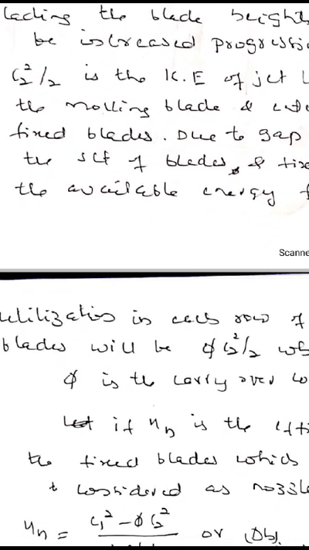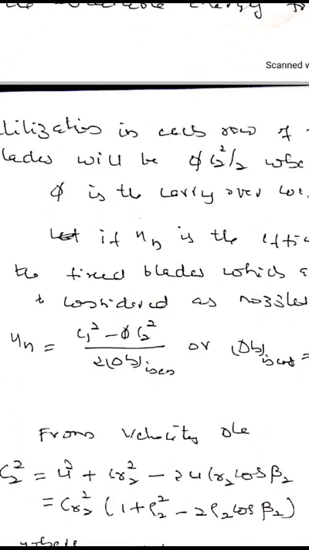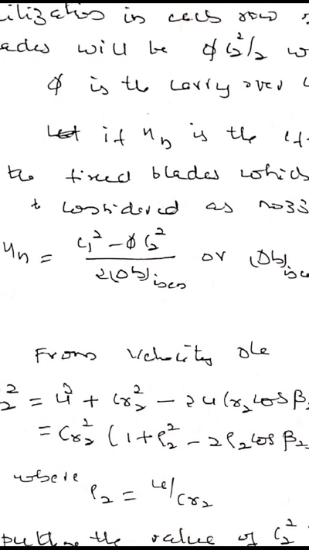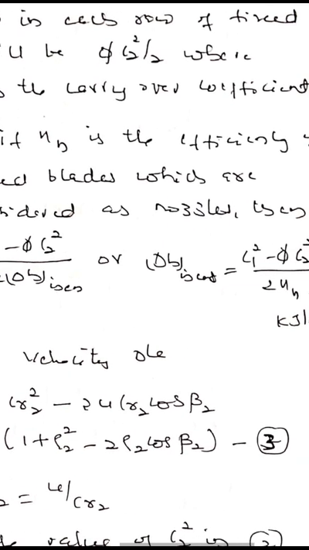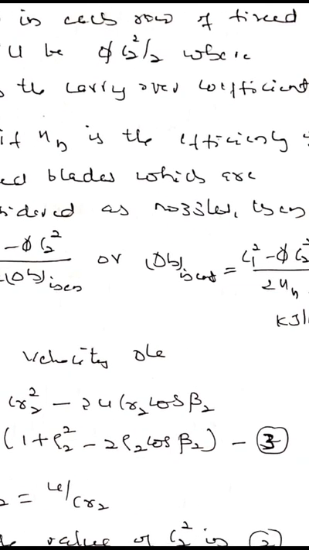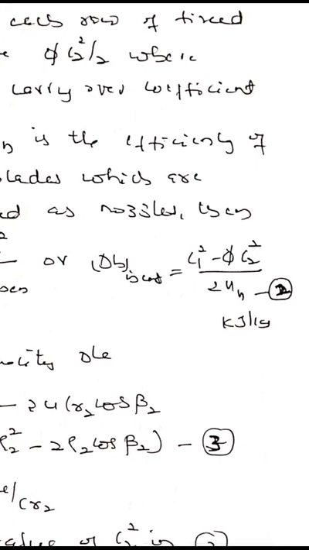So then if eta n is the efficiency of the nozzle, eta n is equal to the kinetic energy gain in the fixed blades divided by the isentropic enthalpy drop in the nozzles. It is equal to C1 square minus phi C2 square divided by 2 delta H isentropic. Therefore, delta H isentropic is equal to C1 square minus phi C2 square divided by 2 eta n.